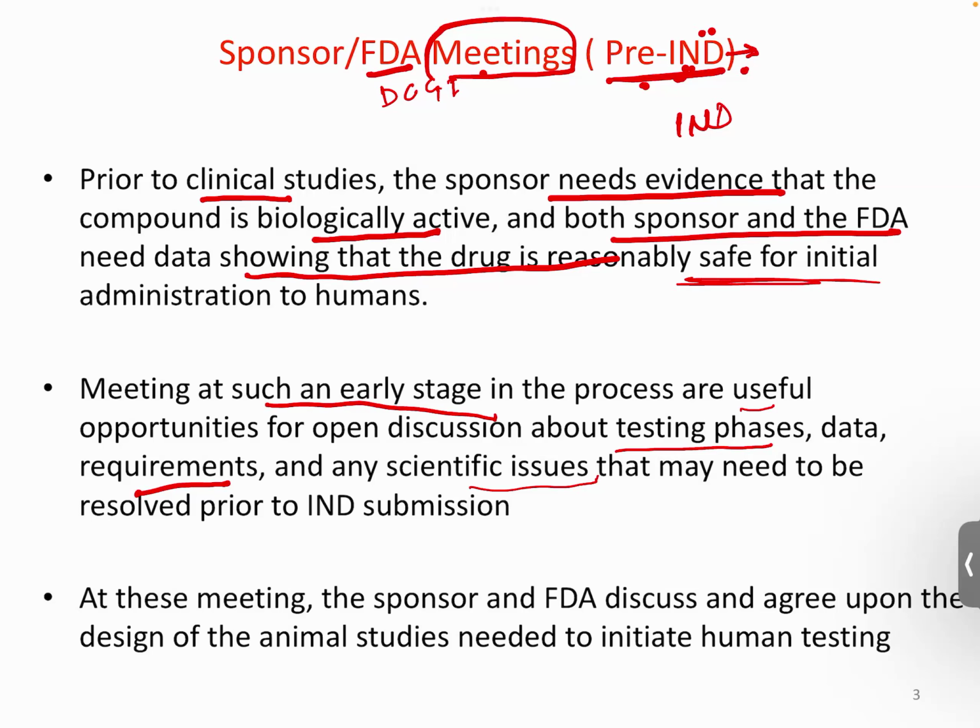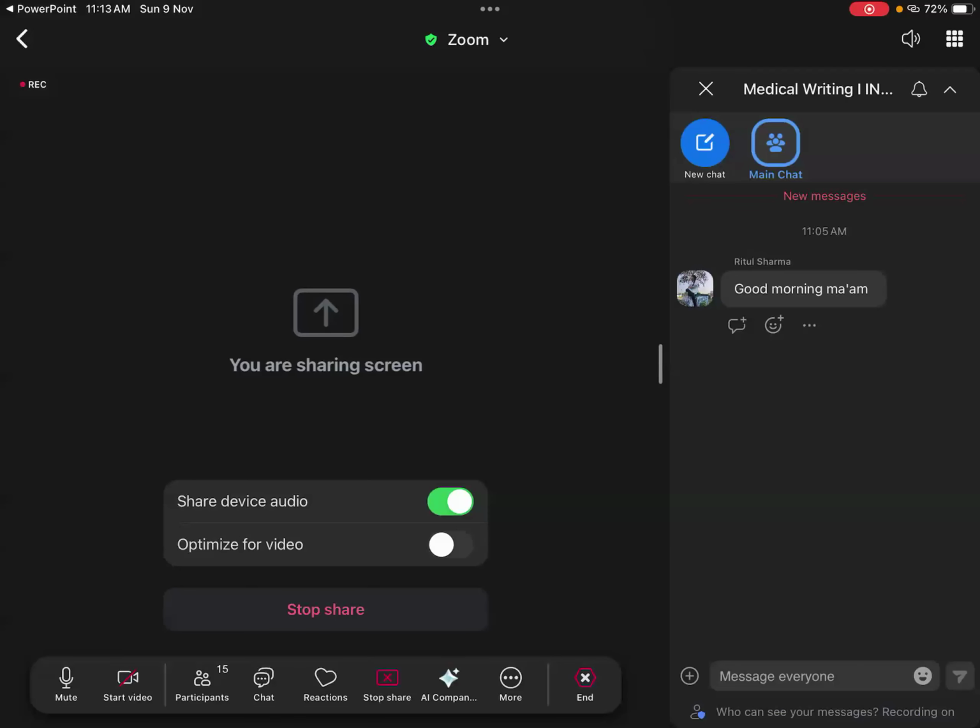At these meetings, the sponsor and regulators discuss and agree upon the design of animal studies before you initiate human testing. So basically, the whole idea is they want to ensure that before you go for human studies, it is safe. Any question on this? Then I will tell you what goes into the IND application. Okay, nothing.